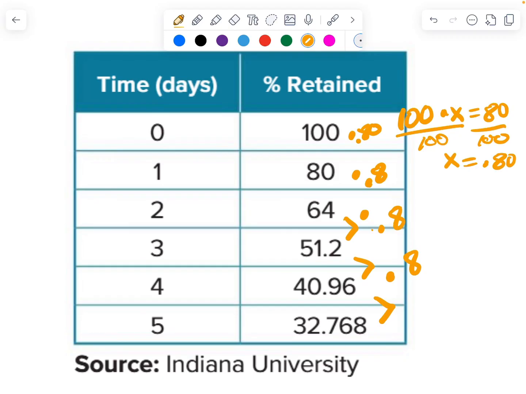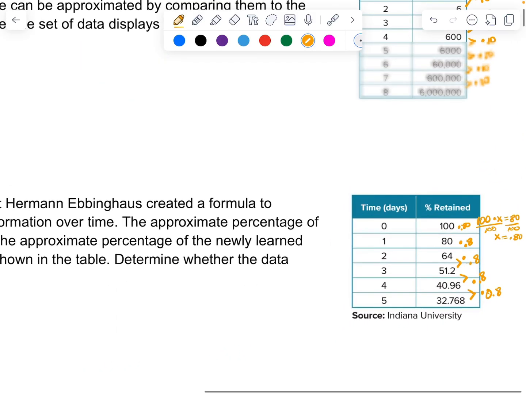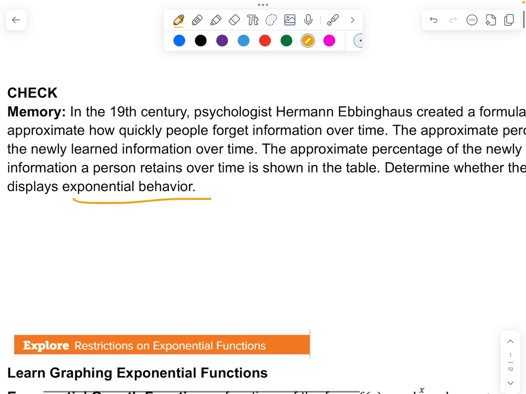So let's try this last one. Multiply by 0.8. Yes. So, oops, I should be putting 0.08. But, yes, it is an exponential behavior, and it goes up by 0.8. We multiply each time by 0.8.